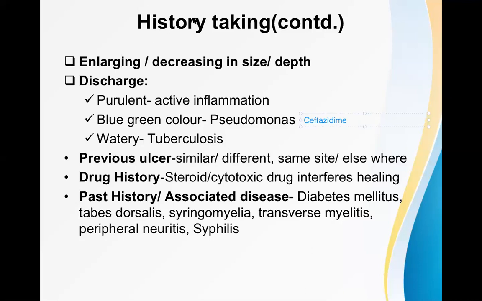Now, some other important points in the history. Is there any history of previous ulceration or not? If it is there, was that ulcer similar to this or a different one? Is it present at the same site or elsewhere? These are the important questions. Now, peptic ulcer disease usually forms in the same organ, isn't it? A venous ulcer usually forms at the same site, between the medial or lateral malleolus and the knee joint, either on the medial aspect or the lateral aspect of the leg.